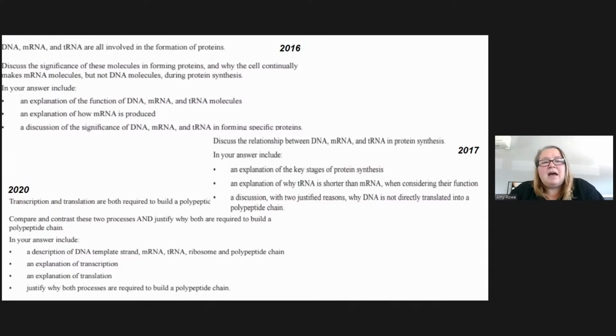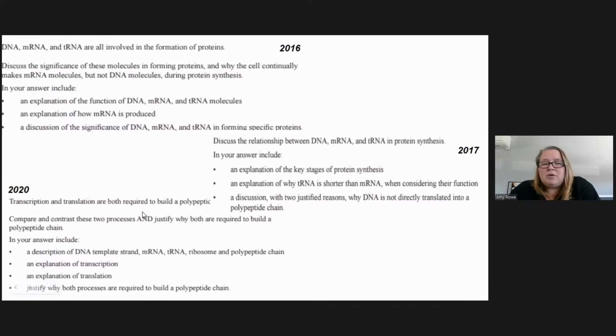All right. So we're going to talk about protein synthesis first, and I've just put this very wordy and boring slide on here. These are just some example questions from some previous exams, and there is a fairly strong theme running through all of them. So this one up here, we're told that DNA, mRNA, and tRNA are all involved in the formation of proteins, and discuss the significance of them in forming proteins. 2017, discuss the relationship between DNA, mRNA, and tRNA and protein synthesis. And down here, just in last year's exam, talking about transcription and translation.